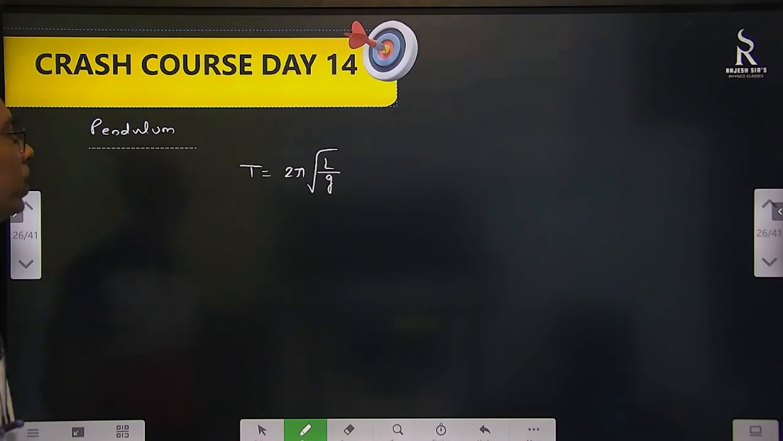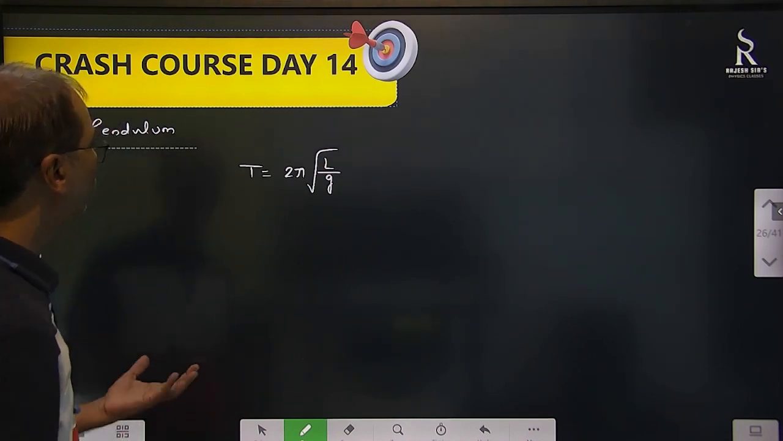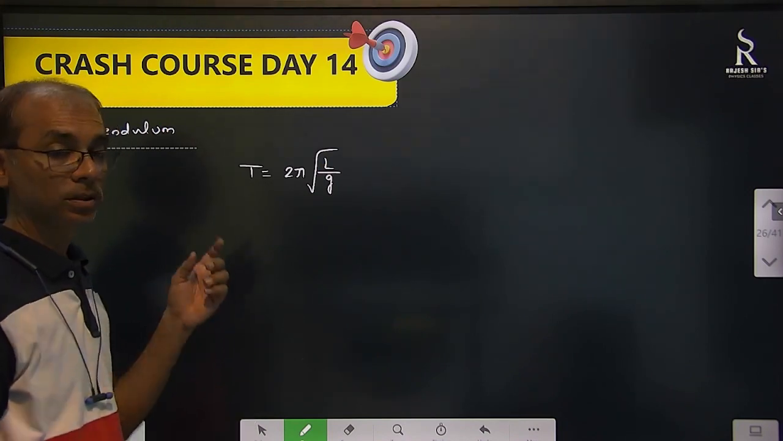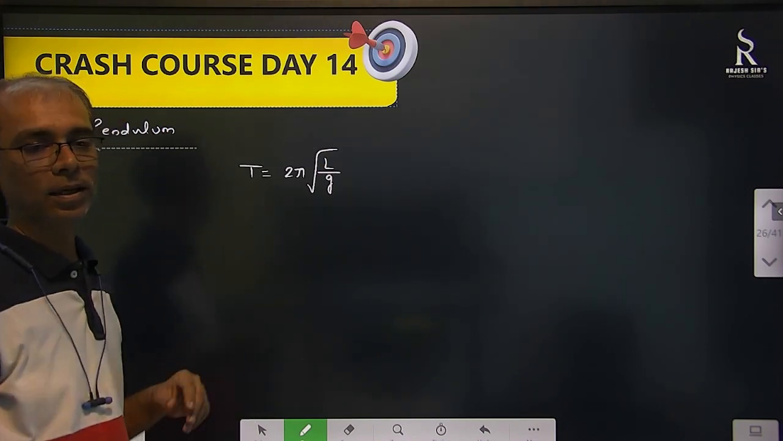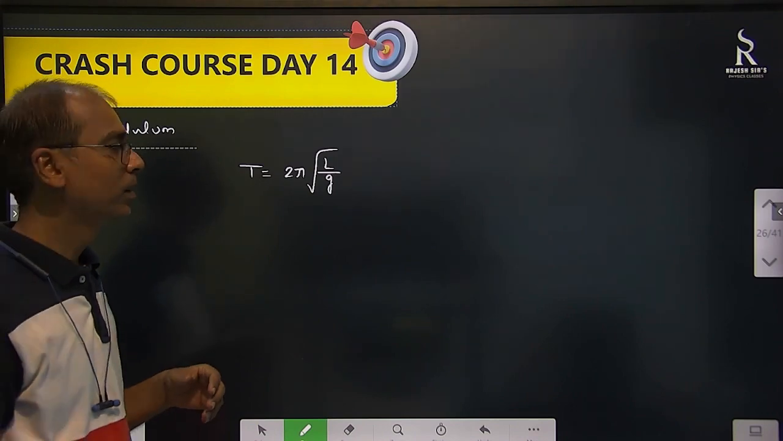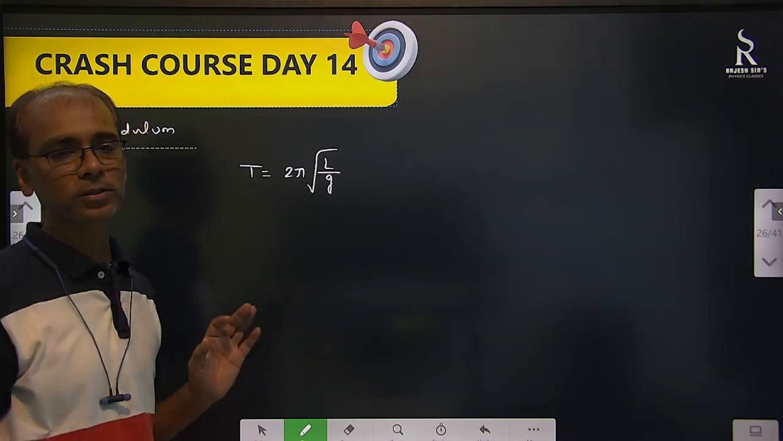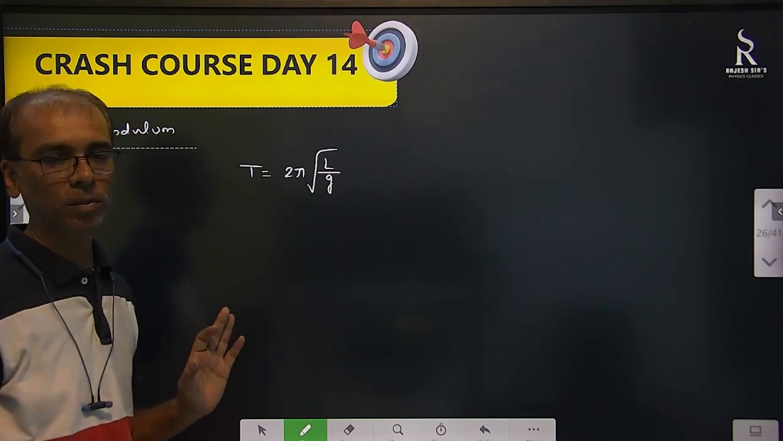Okay. 2 pi root over L by g is the time period. How did we find it? Same method. Same method means the original method, not this restoring force method. The restoring force method, the variable force method, we are going to apply in spring-mass alone. In this one, the normal method.